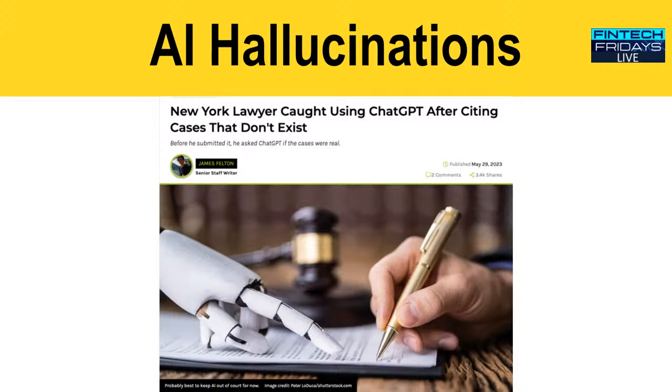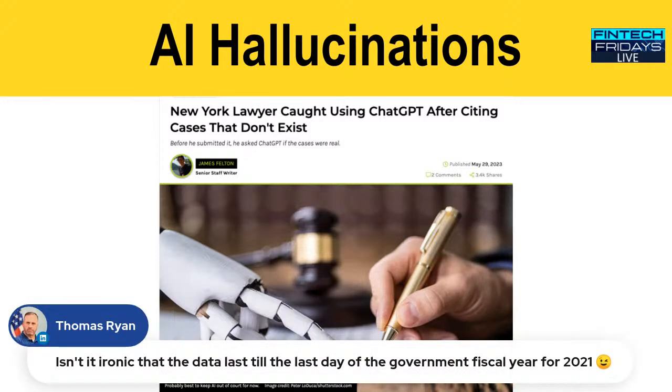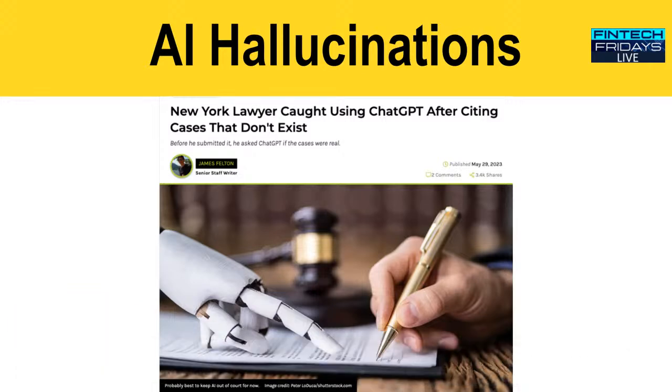Now, when AI makes a mistake, they call it hallucinations. And the reason it's hallucinations is because it really just makes stuff up. This is a great story. This was May 28th. A lawyer in New York was arguing a case, and the prosecution said, Your Honor, none of these cases that the defense is citing, those cases don't exist.